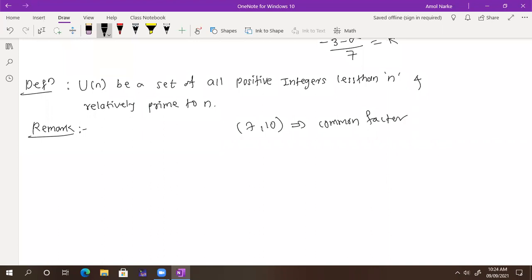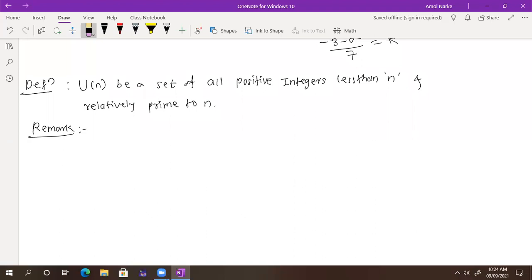See, here 7 is prime, but 10 is not prime. But the combined 7 and 10 is relatively prime. Got it? Relatively prime. They don't share any common factor. That's it. So what are they talking about? We need to choose a group when one is prime and the other is not prime.